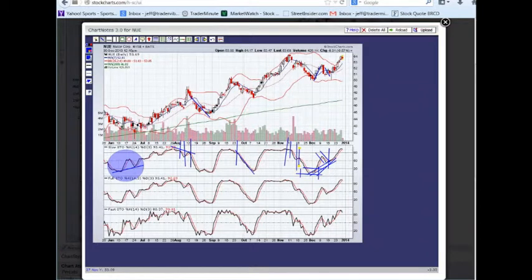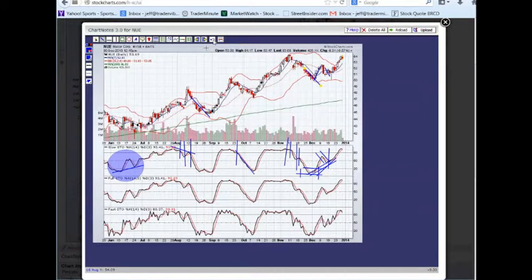So on the stochastics, I like looking for this three-pronged approach, where from a bullish standpoint, you get a cross up from above 20, then you get a cross down somewhere around 50, sometimes a little above, sometimes a little below, and then you get another cross up that starts to take it back higher. Those become very nice buy points for the stochastics.